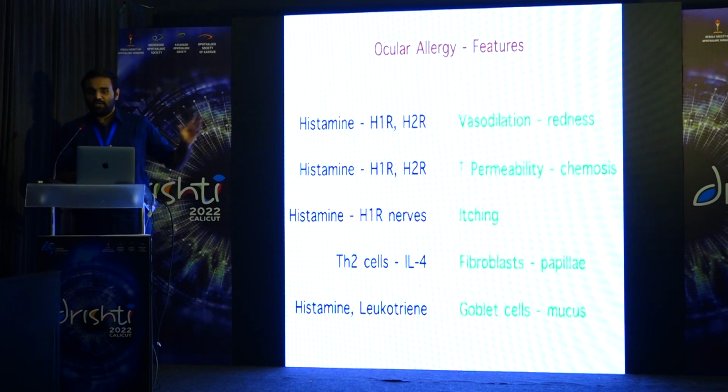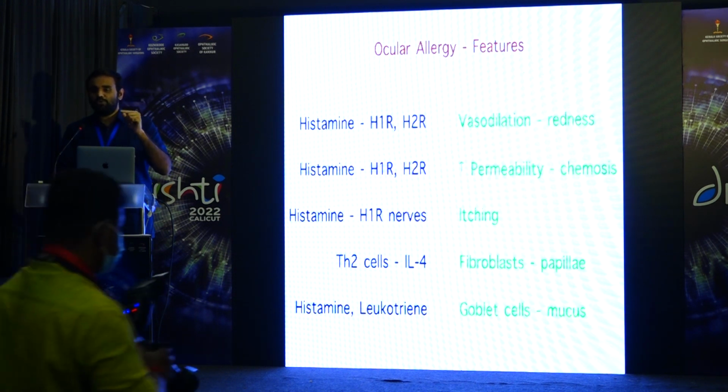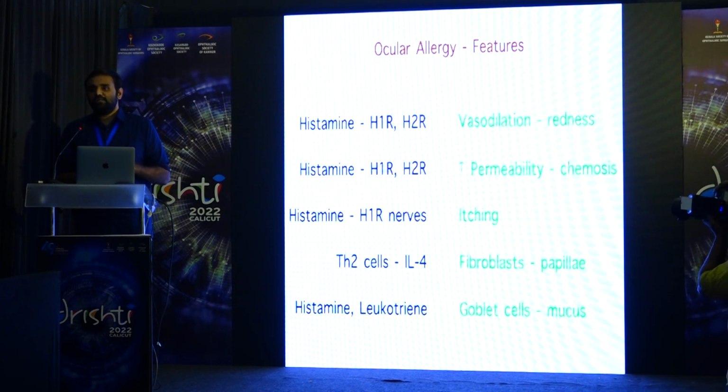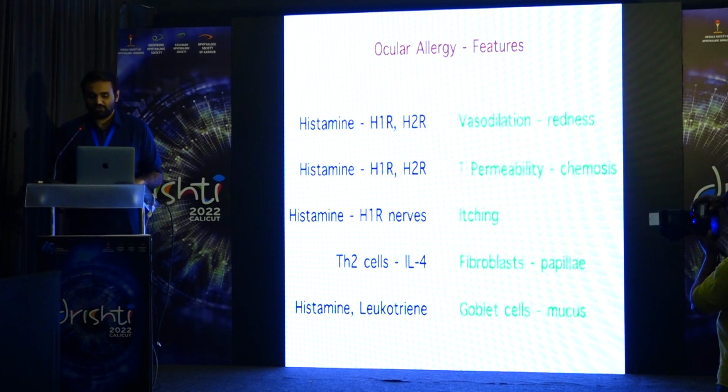But what we really need to take away from that is the fact that you have histamine, you have T helper cells, and you have leukotrienes. Histamine results in vasodilation, which is what you see as injection or redness. It increases the permeability of the blood vessels, which is what you see as chemosis. And when it affects the nerve endings, you have the typical itching that you see in allergic conjunctivitis. T helper cells, on the other hand, increase fibroblast proliferation, and this results in the formation of papillae. And lastly, leukotrienes stimulate the goblet cells, which is responsible for the mucoid discharge that you see in all the allergies that you have.